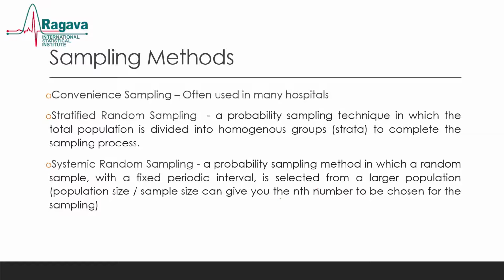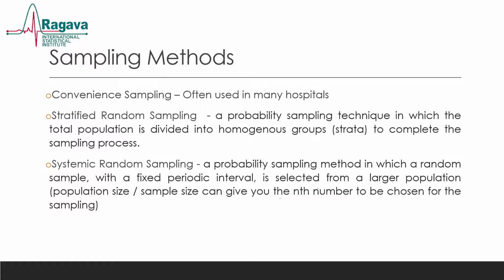One thing that is often carried out by a lot of hospitals, including the hospital where I worked a couple of years back, is convenience sampling. What is meant by convenience sampling is that it is basically a non-probability sampling method where samples are taken from a certain group of people only because it is easy to contact them or easy to reach out to them. It is based on the convenience of the person who is collecting the data. So this is a non-probability sampling method.